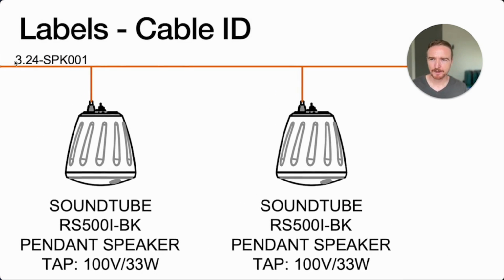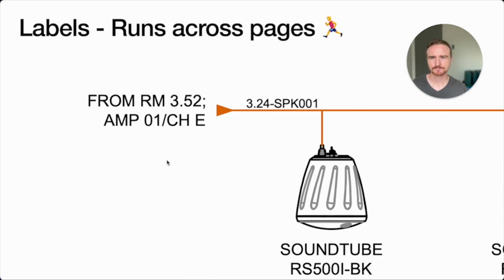Then we have the cable ID up here again. In this case, because this is one cable that loops between devices, we've got one cable ID that represents that whole cable. And then it runs across pages.